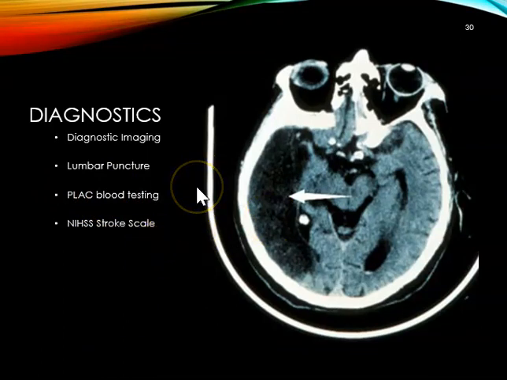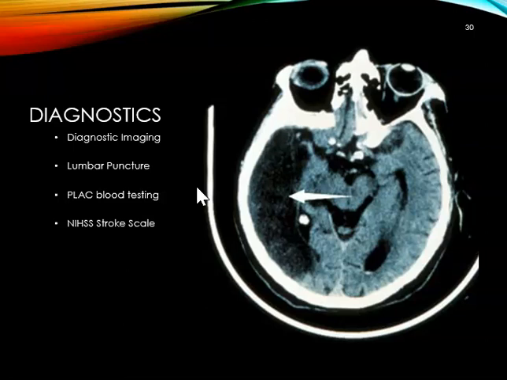So with these patients, you want a thorough history and physical findings, including a neurological exam. Diagnostic imaging, so you're immediately going to be taking a CT, and you're going to be doing this without contrast on these patients. Ischemic strokes will not show up on a CT until about 6 to 8 hours after a stroke, but a hemorrhagic stroke is going to be seen immediately.